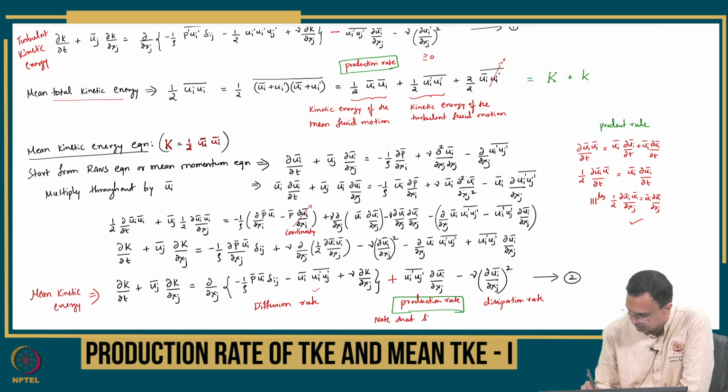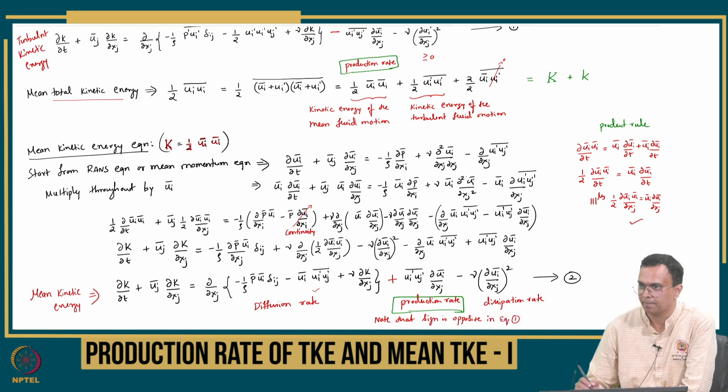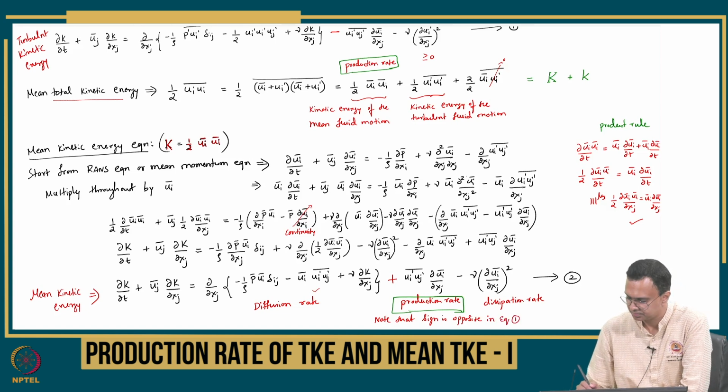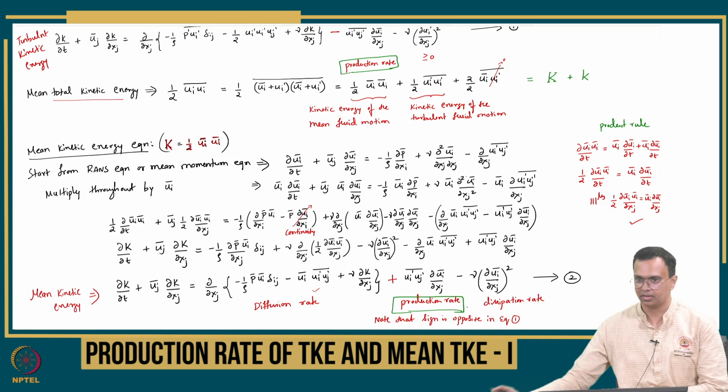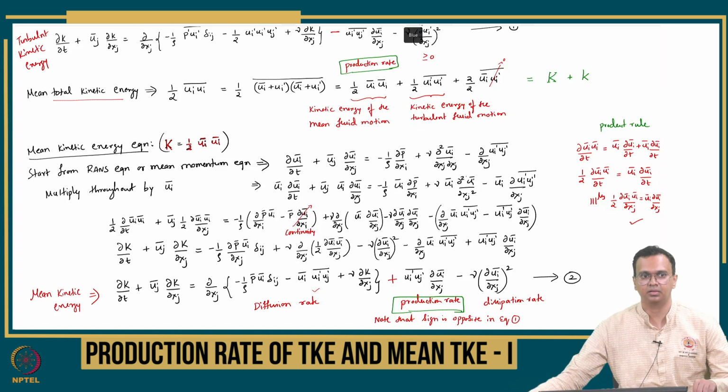Note that the sign is opposite in equation 1. Therefore we call this a production rate term. Whatever it is doing here, it is doing the opposite, so its contribution is reversed in the mean kinetic energy equation and the turbulent kinetic energy equation. Is this clear? Any doubts on this?